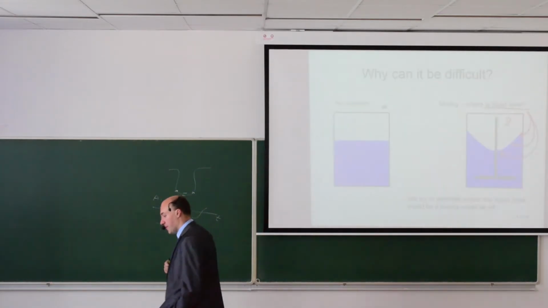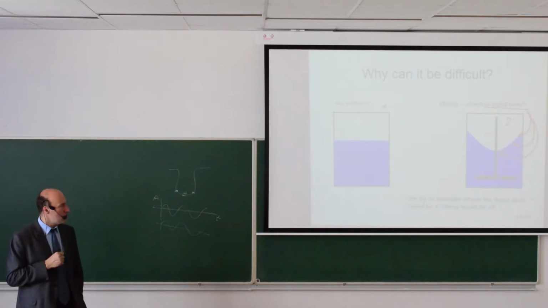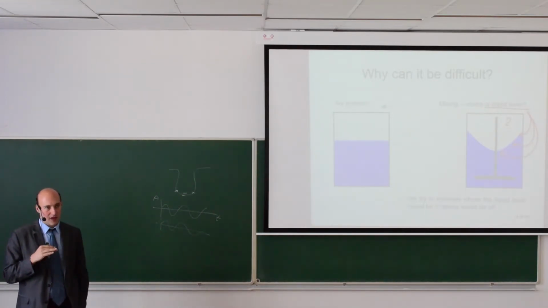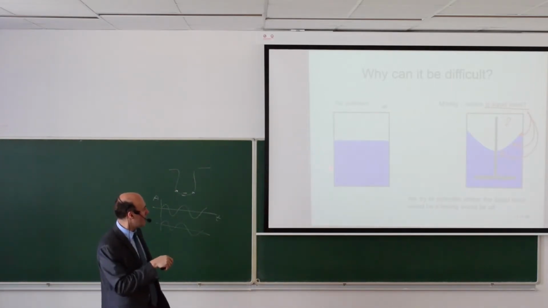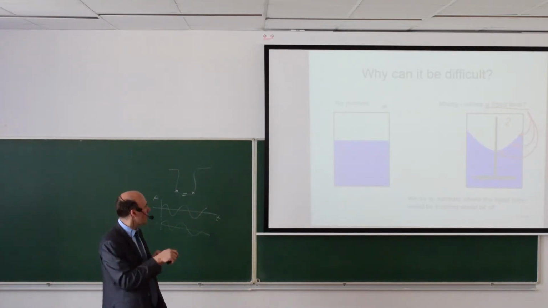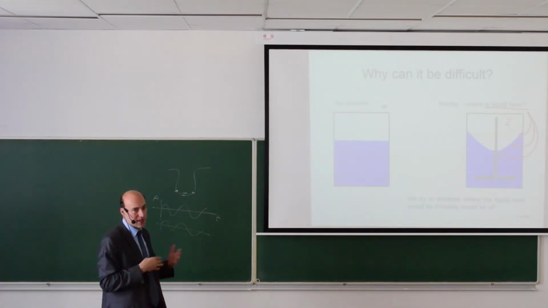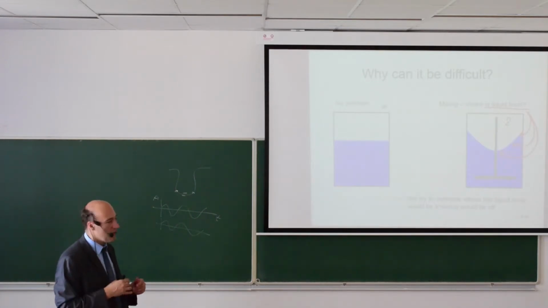So what's the problem? The first problem is that typically you need some mixing in the tank. If you have a tank where the liquid is steady, then there is no problem at all. You can simply measure the distance between the top of the tank and the liquid level, and that's it. It's quite easy. But what if you need to mix the liquid?